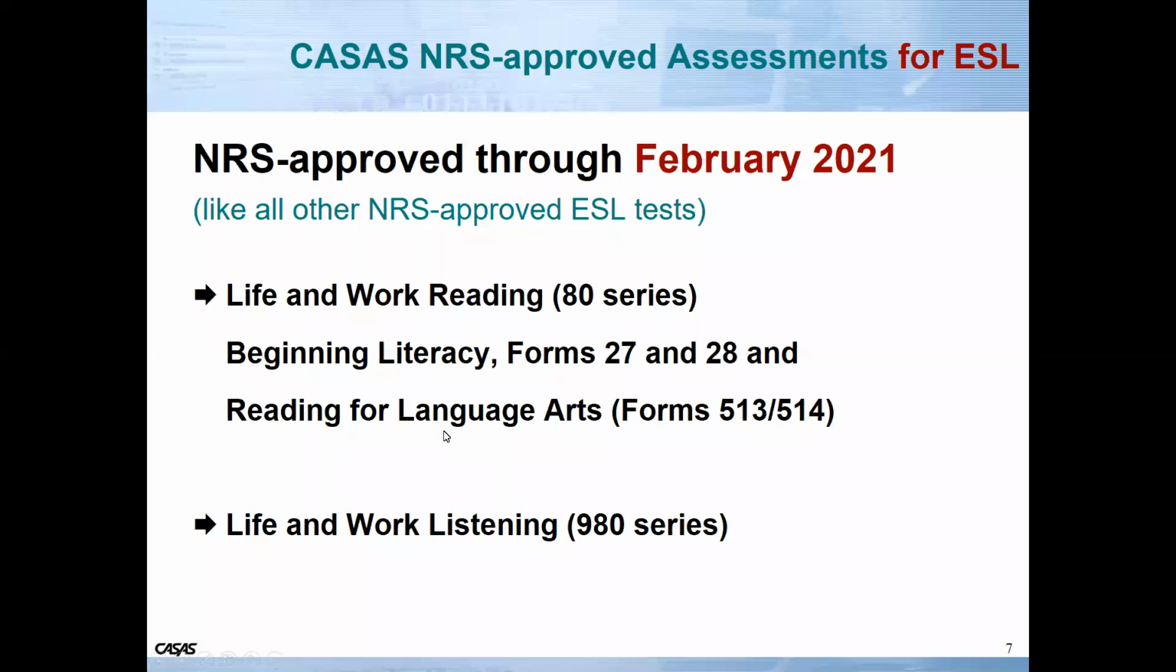And if you're on e-tests, any approved CASAS test, I should say all approved CASAS tests are available in e-tests. So that is also an advantage of using the e-test because you don't have to buy a new series per se. You can just simply use your test units for any test that's available there. So you could take a look at it if you like and try it out if you want. The other approved test for ESL is Life and Work Listening. It's the 980 series.